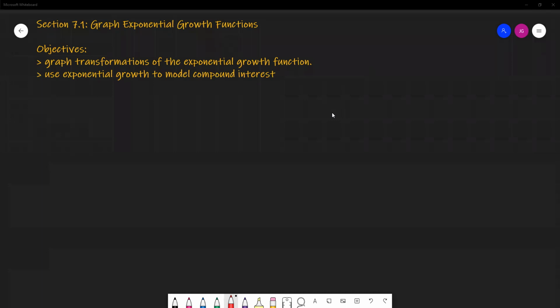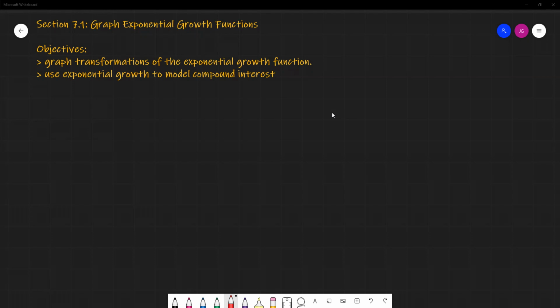Chapter 7 is going to be all about two new functions, the first one being exponential functions. That's where we're going to be for 7.1 and 7.2. In 7.1, we're going to talk about graphing exponential growth functions. Our objectives are to graph transformations of the exponential growth function and then use exponential growth to model compound interest. There are lots of other things we can use it to model in the world around us, but for this section, we're going to focus mainly on compound interest, money.